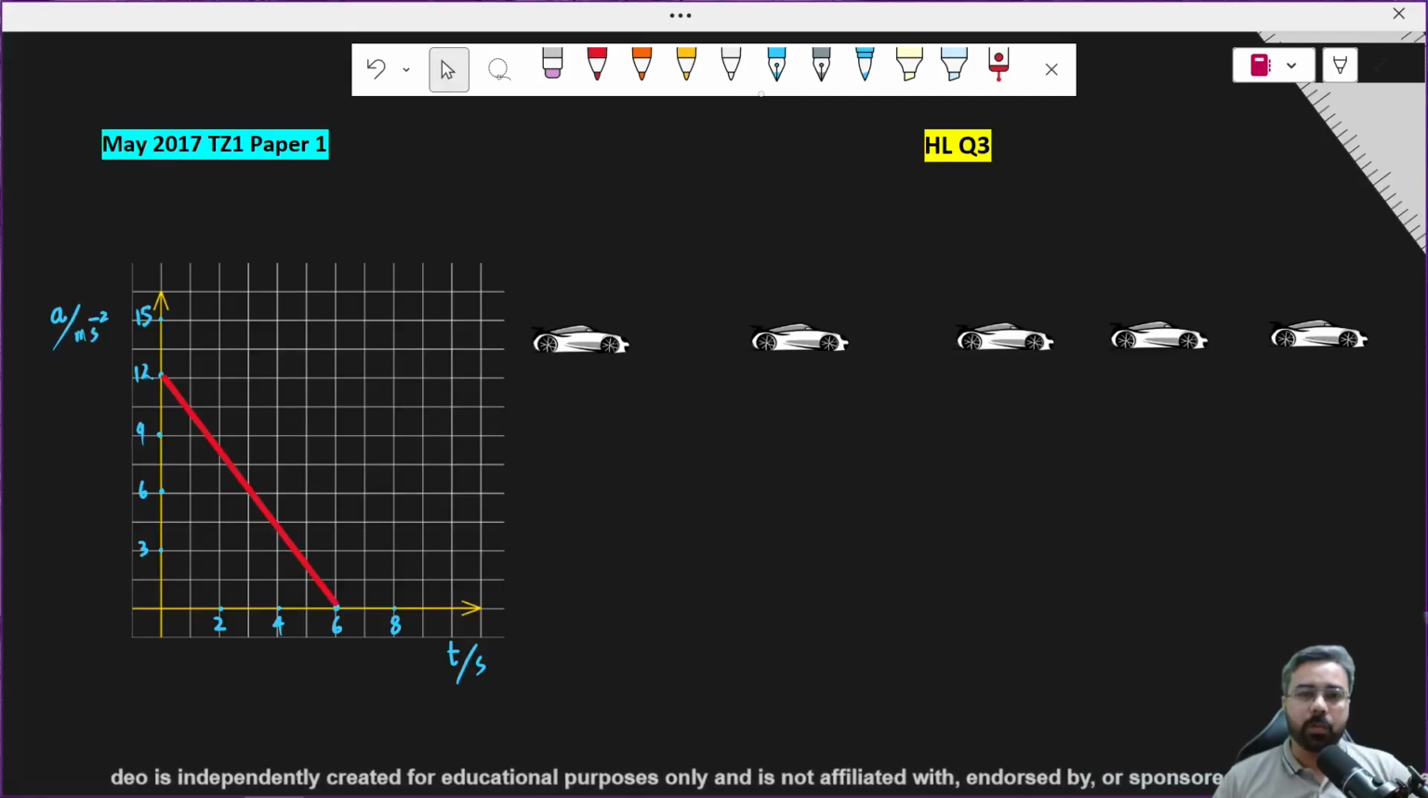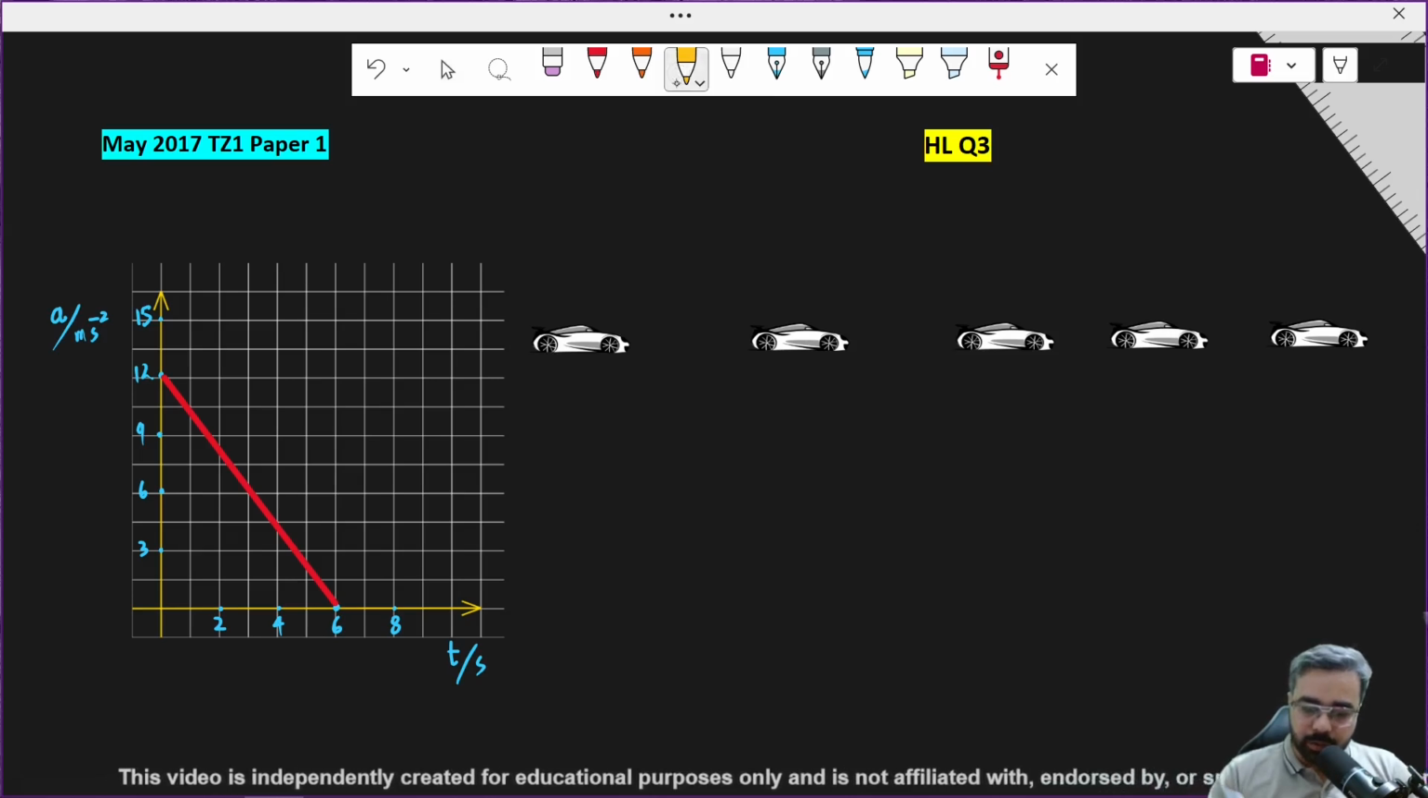Hi, in this video, we will analyze the motion of this car expressed by the acceleration-time graph. Basically, we will try to find out what the total change in velocity is throughout the motion. As you see from the graph, the motion ends at the 6th second. At the 0th second, what we observe is that acceleration is maximum.